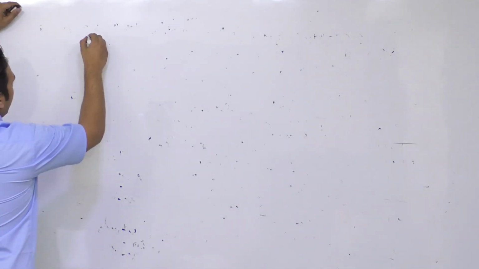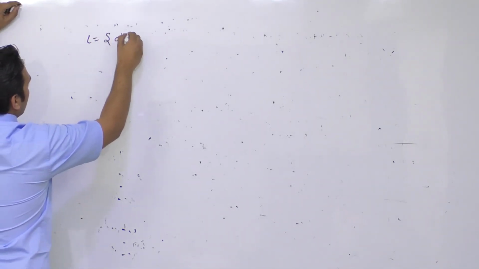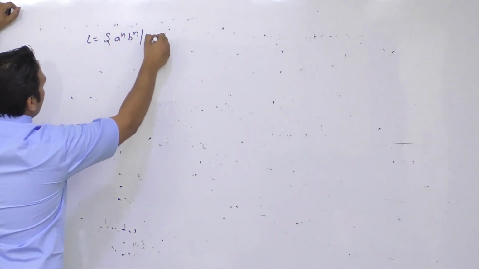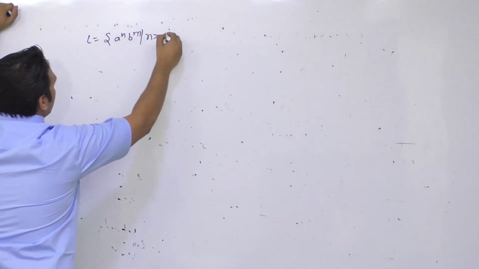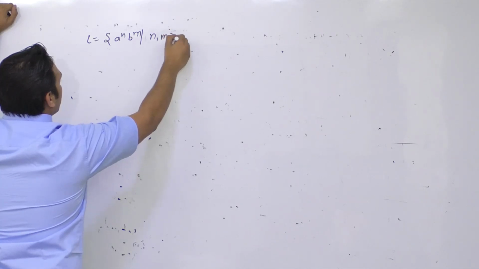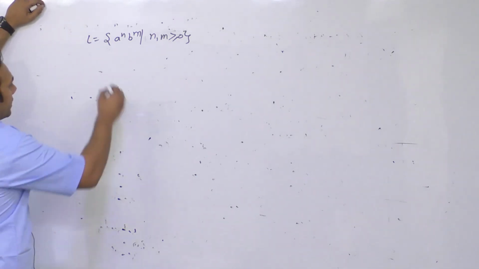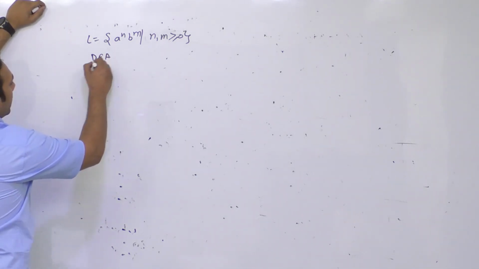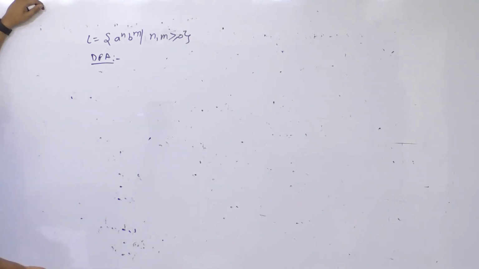So let us suppose we have a language which is a raised to power n, b raised to power m, such that n, m is greater than or equal to 0. This is your example: a raised to power n, b raised to power m, such that n, m is greater than or equal to 0. Okay. Now here I can make a DFA, and we have already done this. So how does this DFA look like?